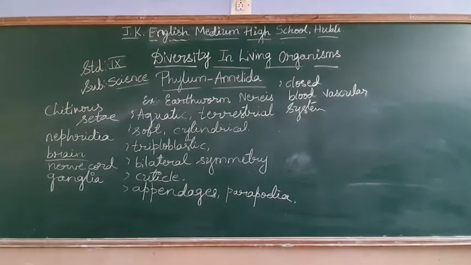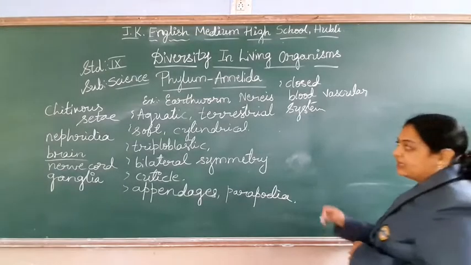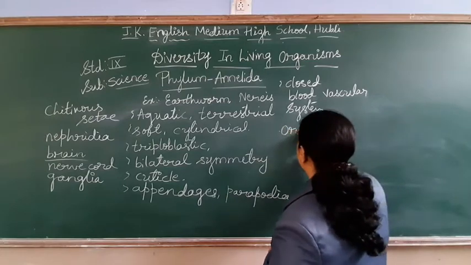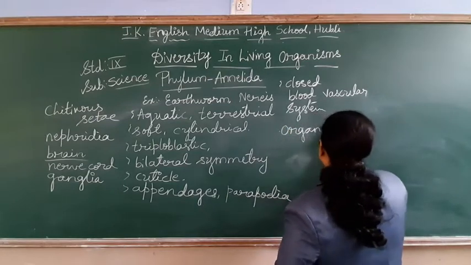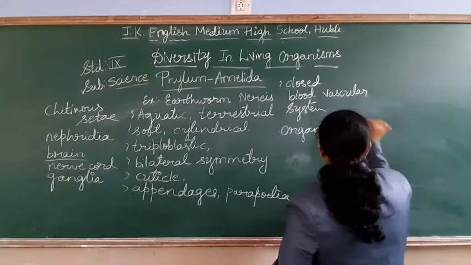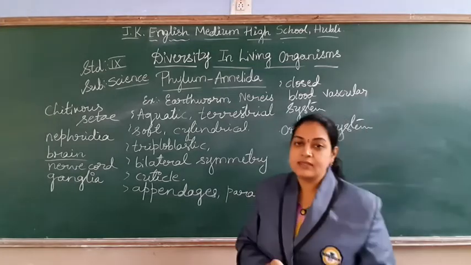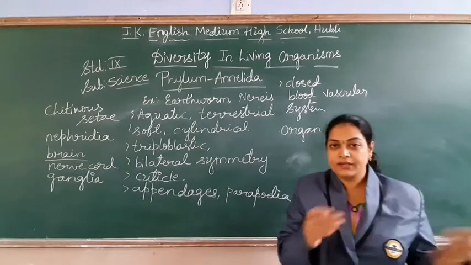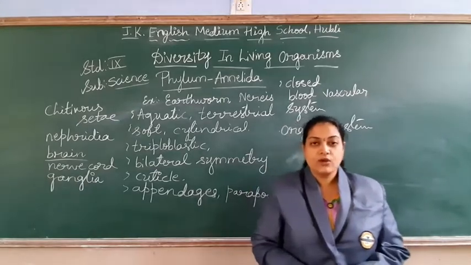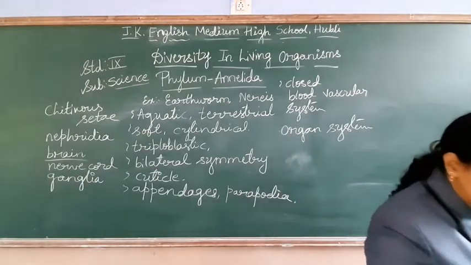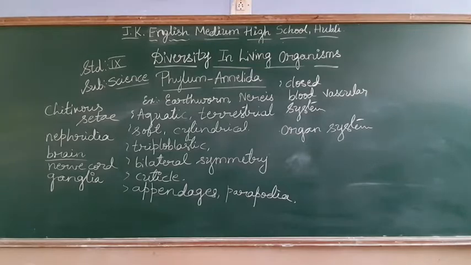So in these organisms you find the closed blood vascular system, not so well developed like our body, heart and the blood vessels and all, but there is a beginning of the system. They have begun with the organ system. Till this phylum we didn't discuss the organ, only cellular and tissue level. So in this you are going to get the organ level of organization.